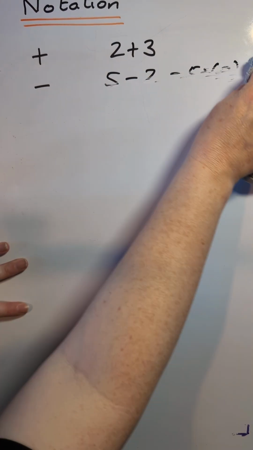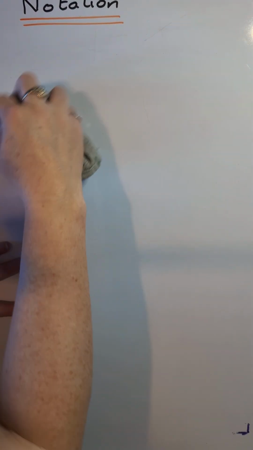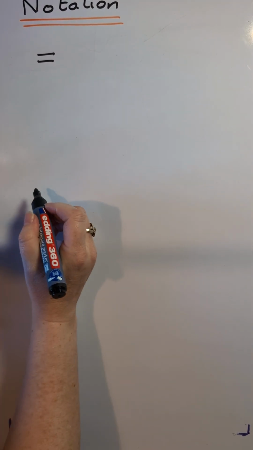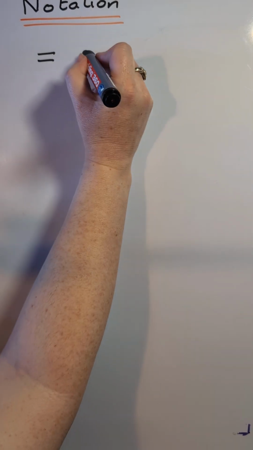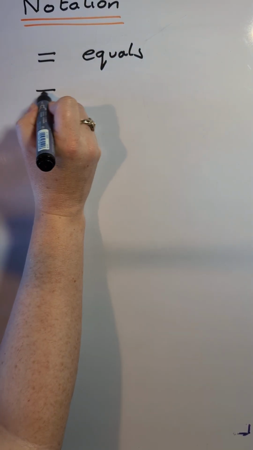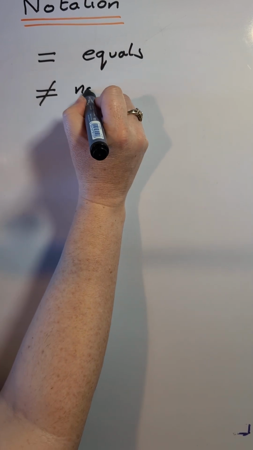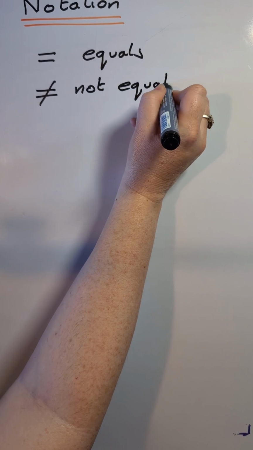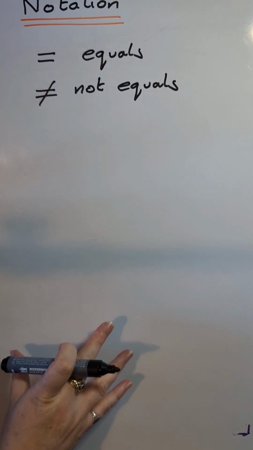So they're your basic operators. The next ones we're going to have a look at are our equals sign. You should all know equals. We also have, it's not often used, a counterpart, not equals. The more maths you do, the more you use that.